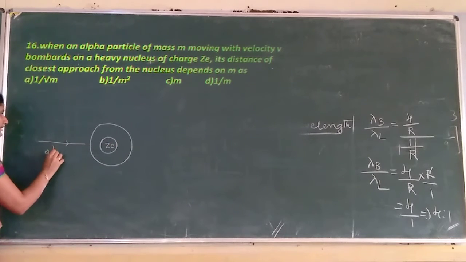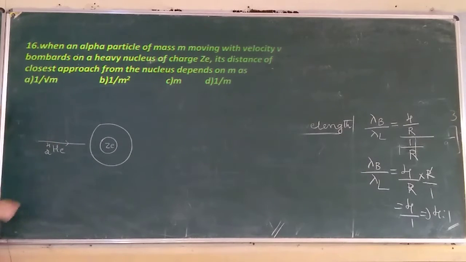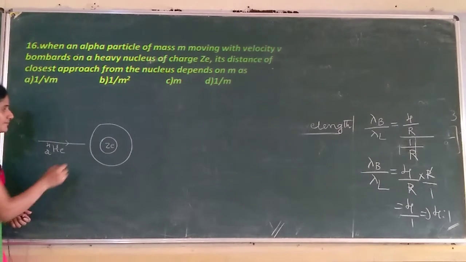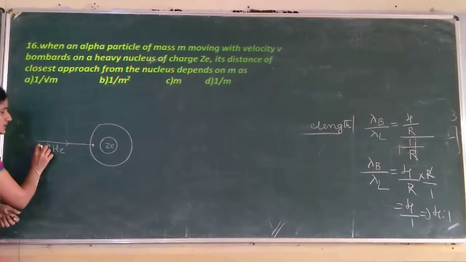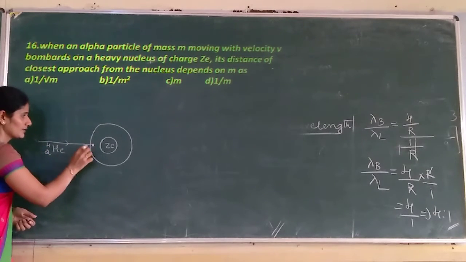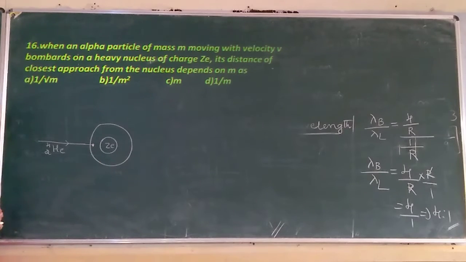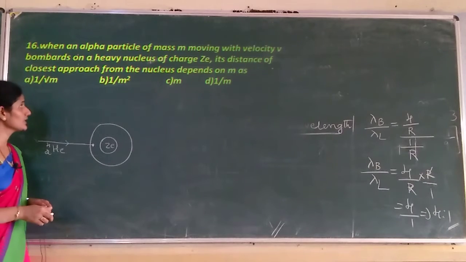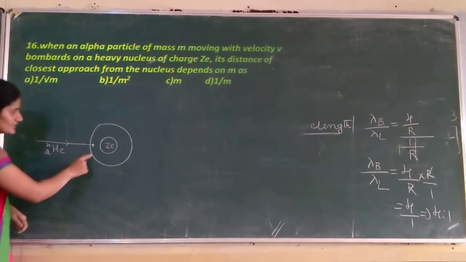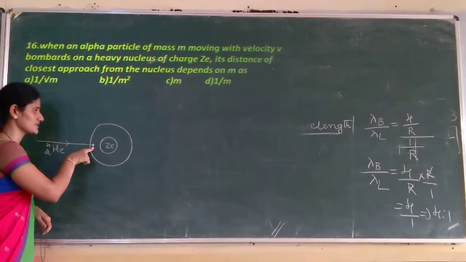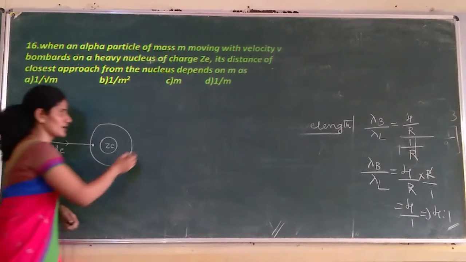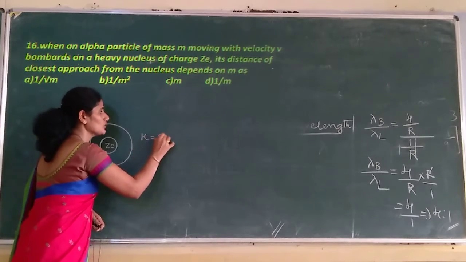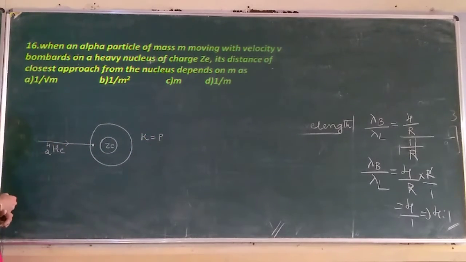So this is the alpha particle which is moving towards the gold nucleus. At some point from the nucleus, the velocity of the alpha particle becomes nearly equal to zero. Kinetic energy is directly proportional to velocity squared, so kinetic energy at this point becomes equal to zero. All the kinetic energy is converted into potential energy. So kinetic energy is equal to potential energy.